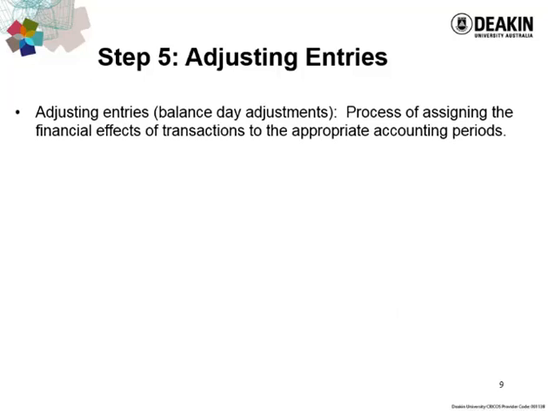So what exactly are adjusting entries? Adjusting entries are the process of assigning the financial effects of transactions to the appropriate accounting periods. Meaning we try to make sure that revenues, expenses, assets, and liabilities are recorded in the appropriate accounting period, so we do not overestimate or underestimate our net profit and net equity.